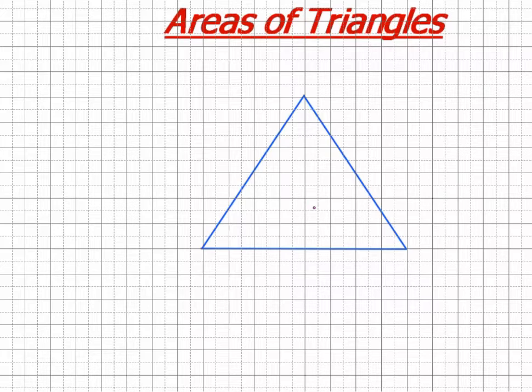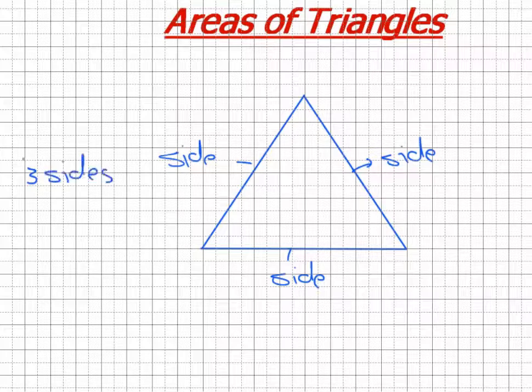Hi everybody, listen to these areas of triangles. First, we have to know that any triangle is formed from three sides: side, and here side, and here another side. We have three sides.